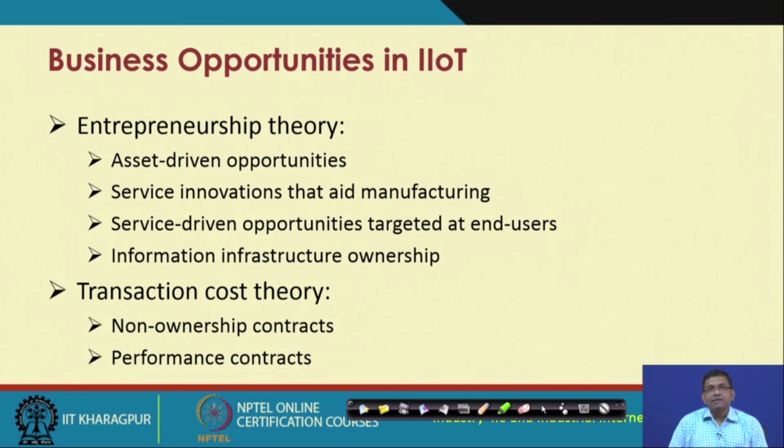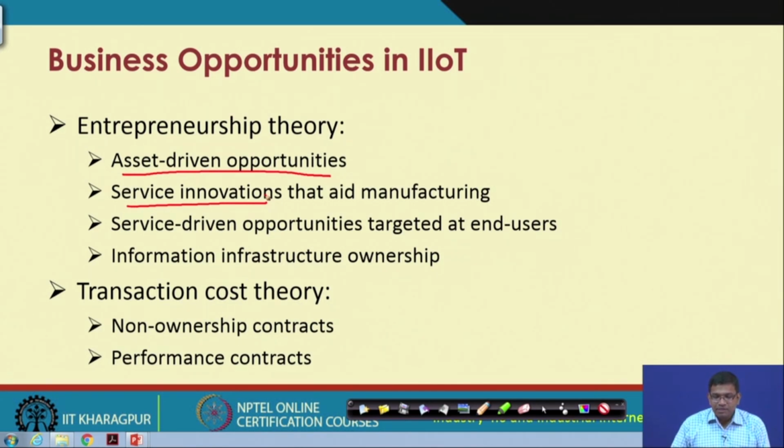So, these are the positive aspects, but there are some associated negative aspects which are basically captured through the transaction cost theory, with things like non ownership contracts, performance contracts. Performance means that any machinery, any instrument in the industry degrades its performance over time, and again, the performance can be optimized over time as well. So, these are the things captured under the transaction cost theory. Together, these things will have to be considered when we talk about the business aspects of IIoT.